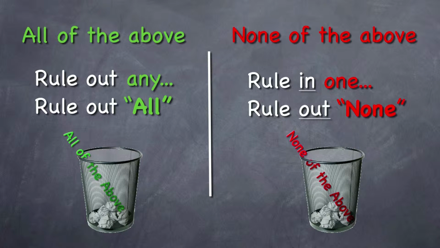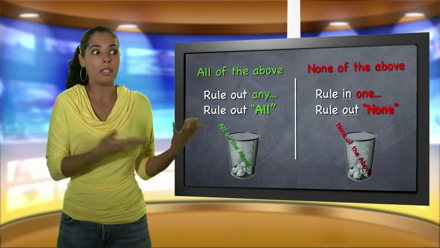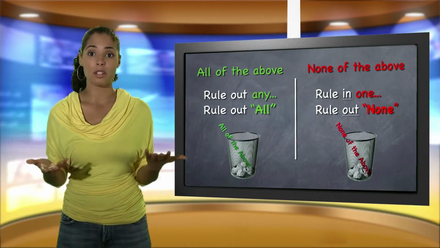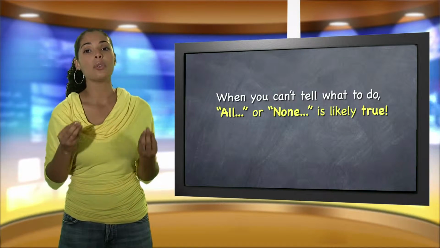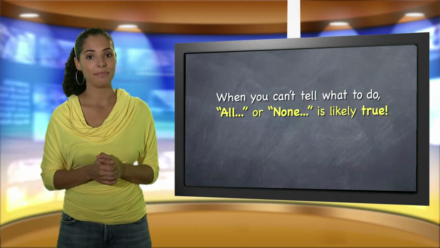With all of the above, if you can eliminate any of the distractors, then obviously all of the above is not going to work. Same thing with none of the above. If you can't include any of the distractors, then obviously none of the above isn't going to work either. So if you don't know enough to eliminate or include any of the distractors, what do you do? Just assume that it was put there because it is the right answer and go with that.